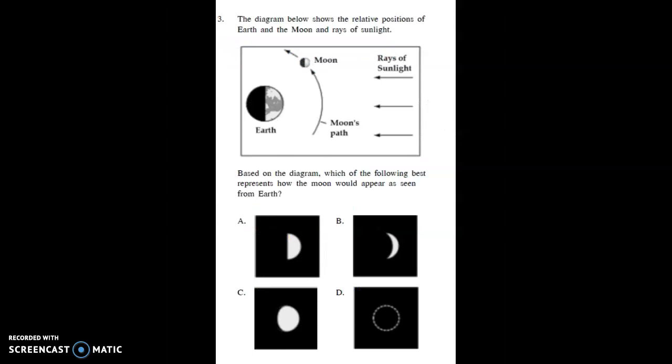Question 3. The diagram below shows the relative positions of Earth and the moon and rays of sunlight. Based on the diagram, which of the following best represents how the moon would appear as seen from Earth?